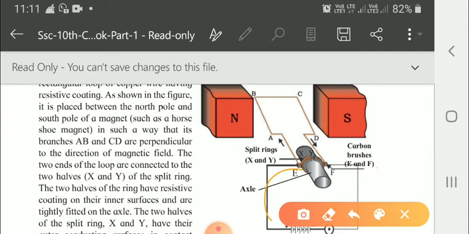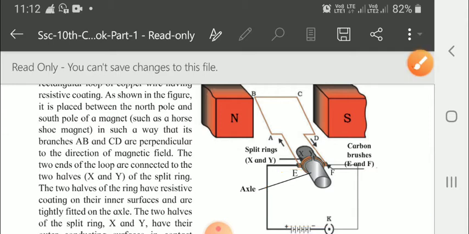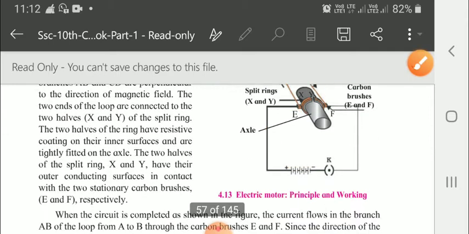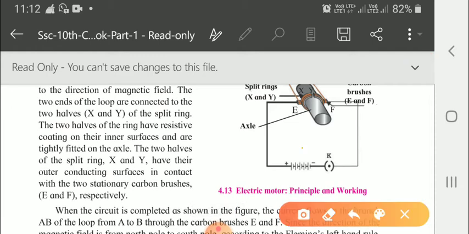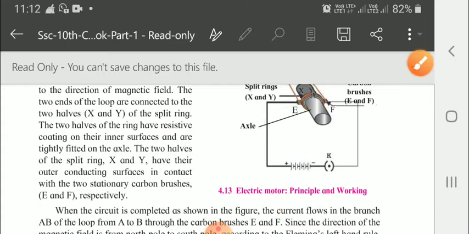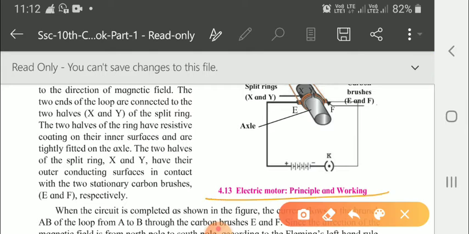outer arrangement of the electric current. Wait, I'll show you. Here we can see these are the cells, this is the key, and this wire is there. So this is all about the structure. So it is the electric motor principle and working.